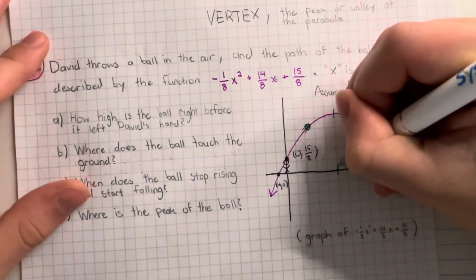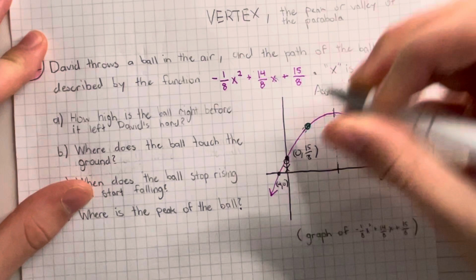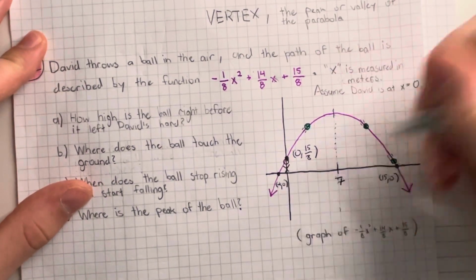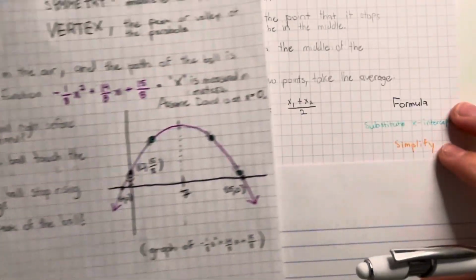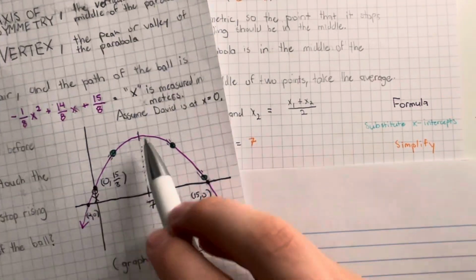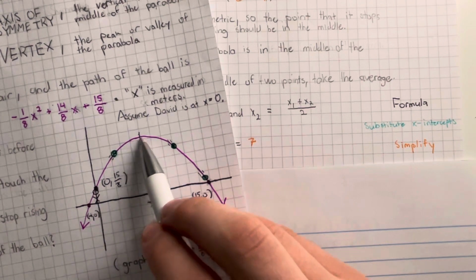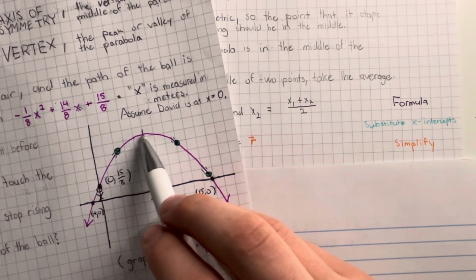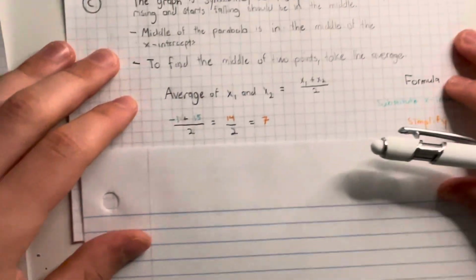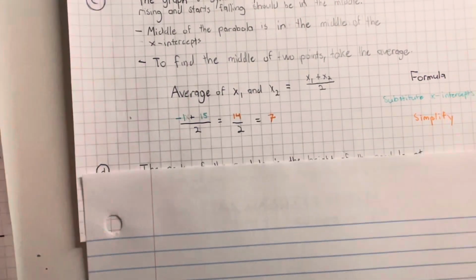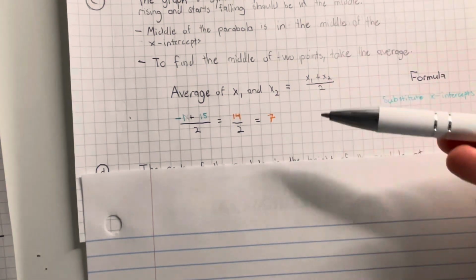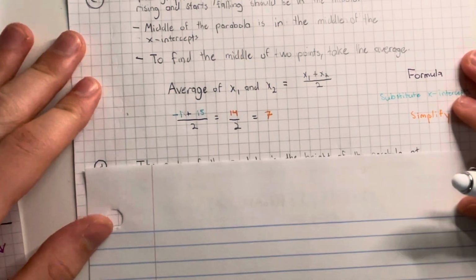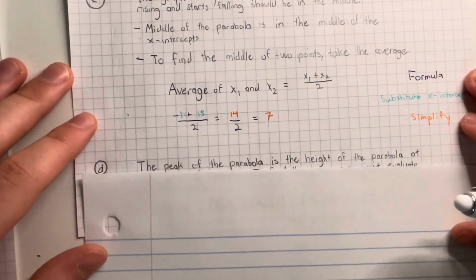That means the axis of symmetry right here is 7. So that means the peak was at x equals 7. Once it was 7 meters away from him, the ball was at its peak. But how high was it? We know how far away it was from him when it was at its peak, but we want to know how high it was. And that's what question D is.